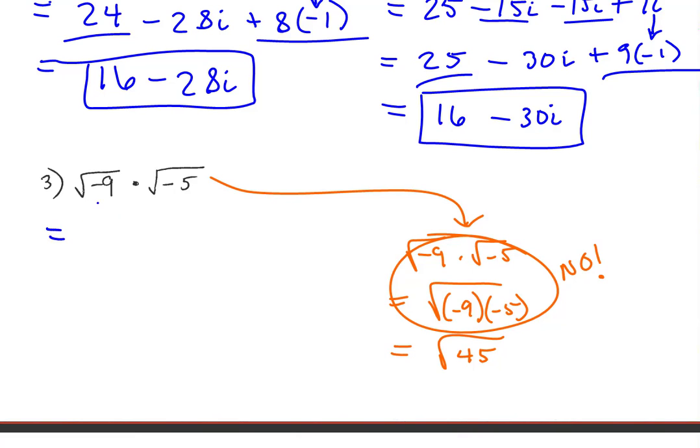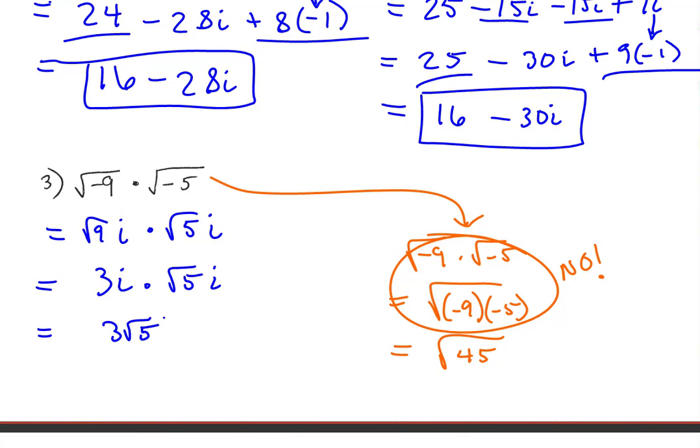Rather, we're going to multiply these together after converting them into imaginary form. So instead of the square root of negative 9, we're going to make that the square root of 9 times i. Instead of the square root of negative 5, we're going to make that the square root of 5 times i. And then in so doing, we can reduce more. The square root of 9 is really 3, so we have 3i times the square root of 5 i. Now we can multiply the numeric factors together, so 3 times the square root of 5 is just 3 root 5.